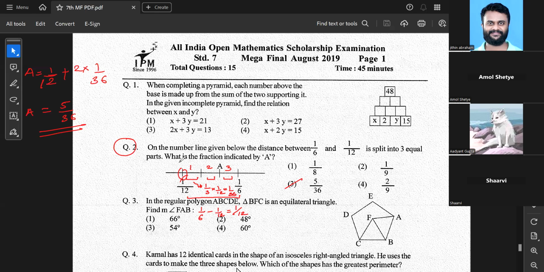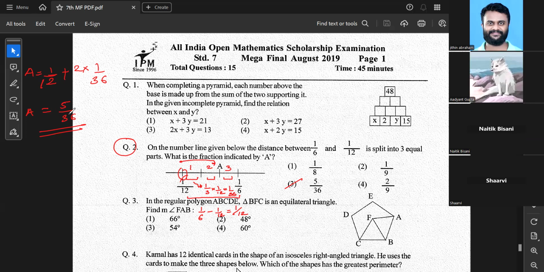Now from 1 by 12 to reach A, I have to cover these two parts. So hence, I've written A is nothing but 1 by 12 plus two parts of 1 by 36. Then I took the LCM, and I got this answer. Understood. Sir, but why did you add 1 by 12?